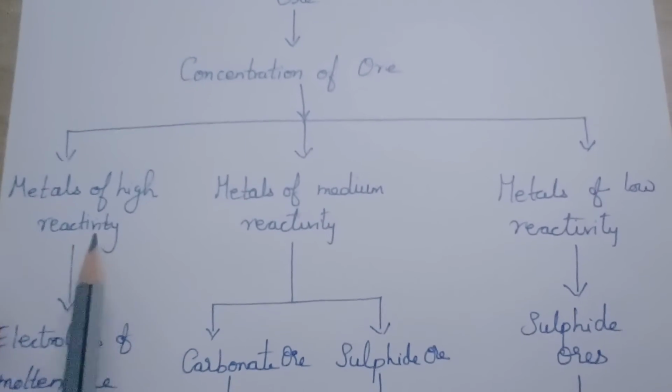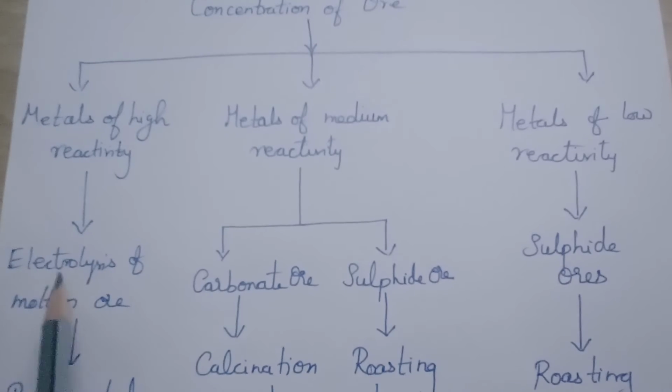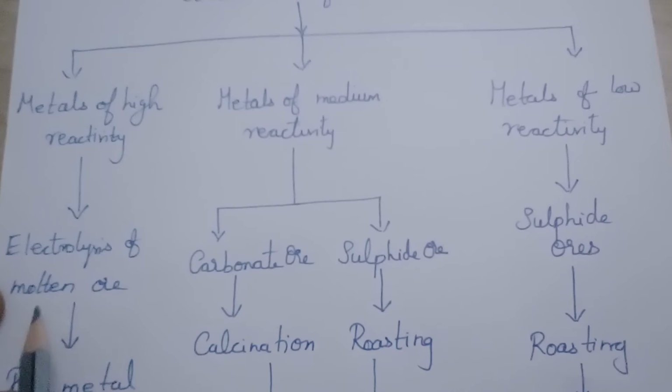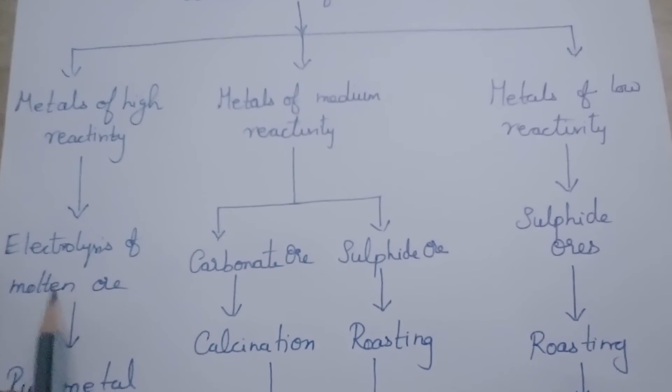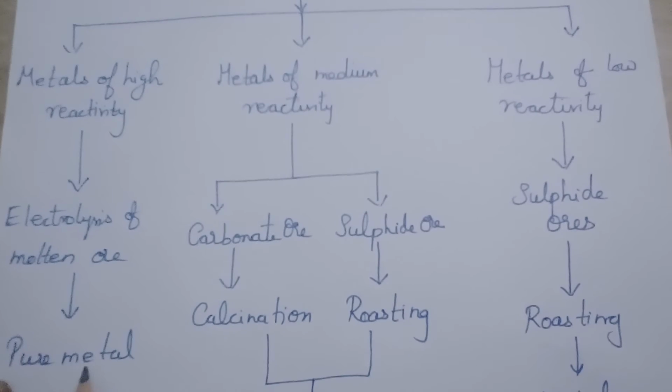Metals of high reactivity, you know that it is done by electrolysis of molten ore, okay. Why is it mentioned as molten? Only in electrolysis, electricity will pass and charges will separate when it is in the liquid or molten form, right? In the solid form there will not be flow of electrons, okay. Electrolysis of molten ore and you will get a pure metal, okay.